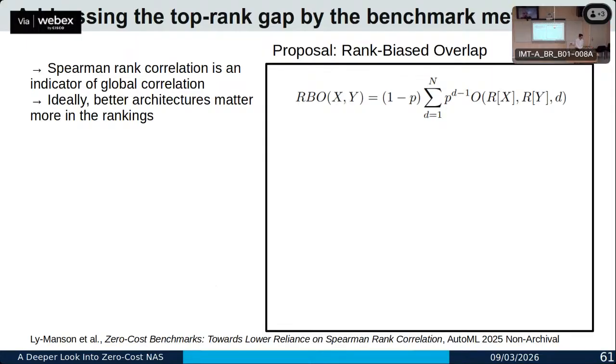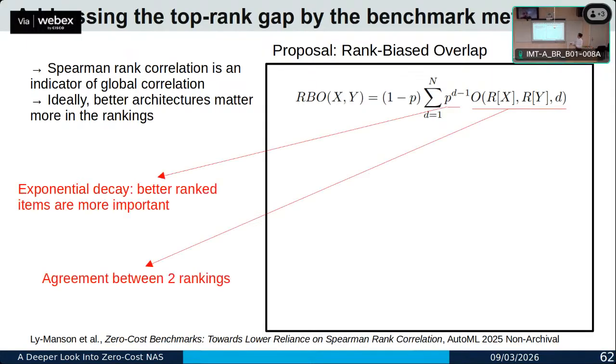So what does rank biased overlap do? There are two components. On this side, we have the agreement between the two rankings: the ranking of the metric and the true ranking of the architectures. And on the other side, we have an exponential decay. This ensures that as we go down the ranks of the architectures, the items become less and less important, which means that the metric focuses specifically on the best architectures in the space.